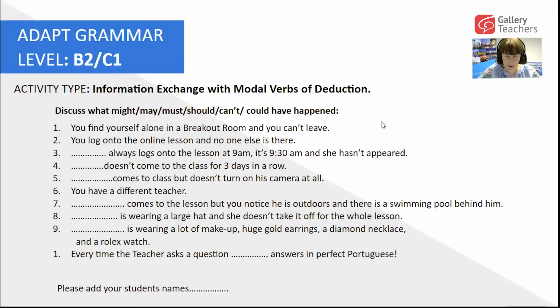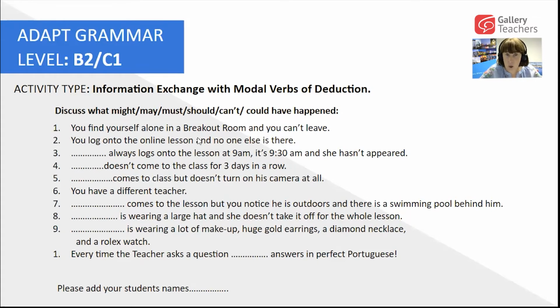So I simply created a couple of scenarios and asked them to get together to write a sentence about what could or might have happened in this situation. And to make it a bit more personal, I added my students' names. So you can see for number 1, discuss what might, may, must, could have happened.